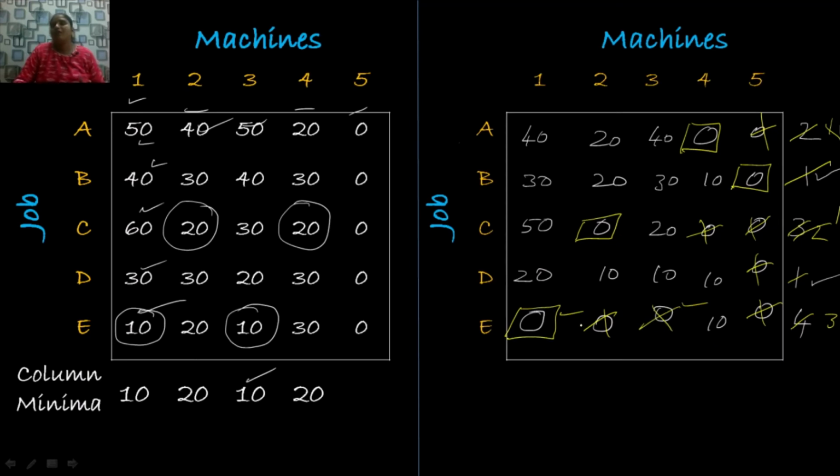So after making assignment, check whether each row has exactly one assignment or not. Now first, second, third and fifth row has an assignment, whereas the fourth row doesn't have any assignment, which means the current assignment schedule is not optimal. So we move on to the next step to draw a minimum number of lines to cover all 0 elements. To do that, we have to follow a certain procedure.